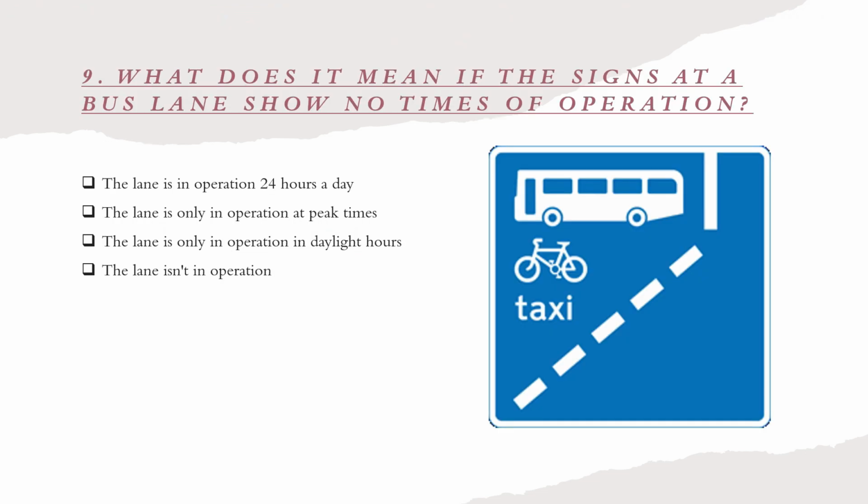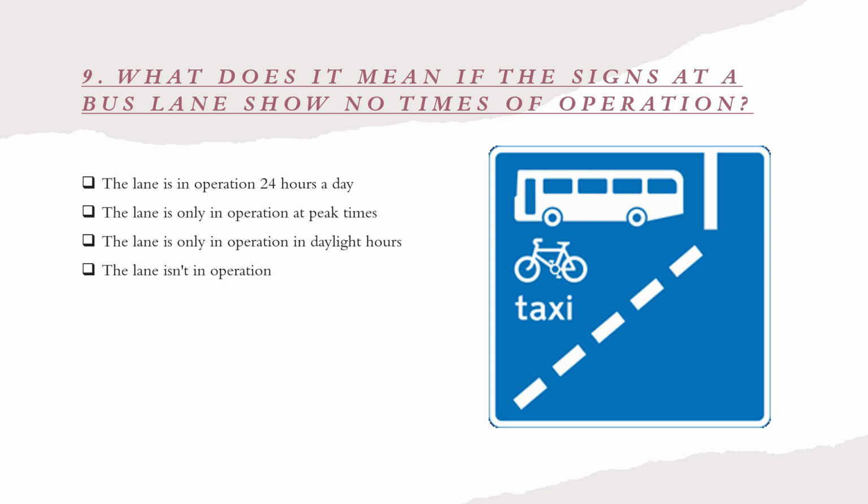9. What does it mean if the signs at a bus lane show no times of operation? The lane is in operation 24 hours a day. The lane is only in operation at peak times. The lane is only in operation in daylight hours. The lane isn't in operation.